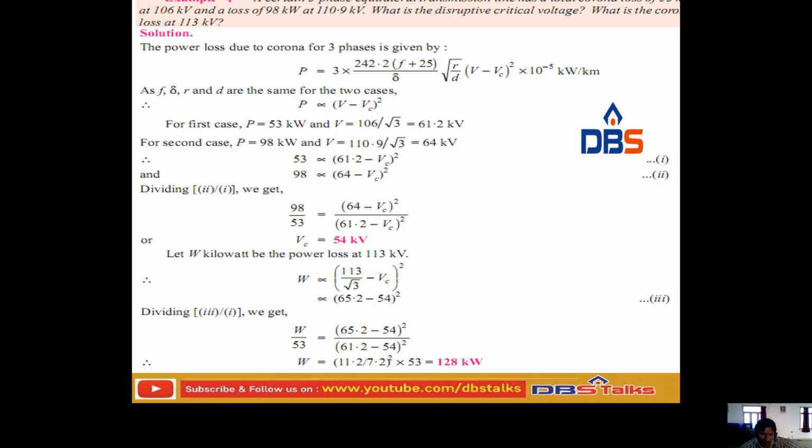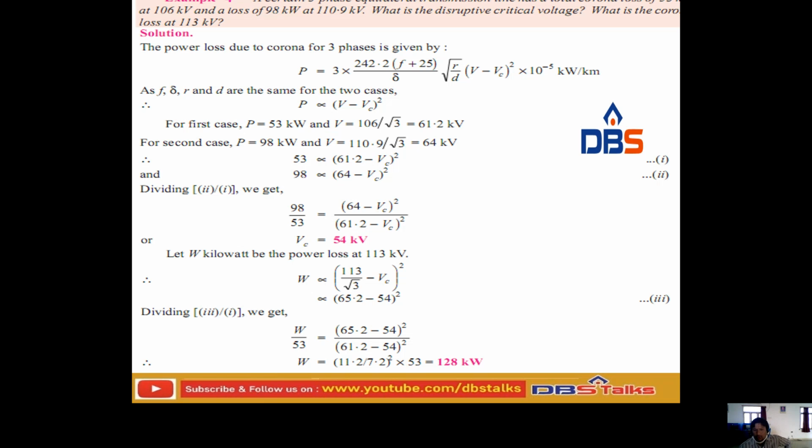Let W be the power loss in kilowatts at 113 kV. Suppose we have to assume W is the corona loss at 113 kV. Generally we designate it P, but we assume W because we have already taken P. So W is proportional to (113 by root 3 minus Vc) square. Why? Because supply voltage V is 113 kV line voltage, that's why by root 3. So W is proportional to (65.2 minus 54) square, taken as equation 3.